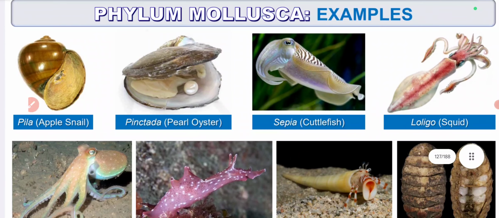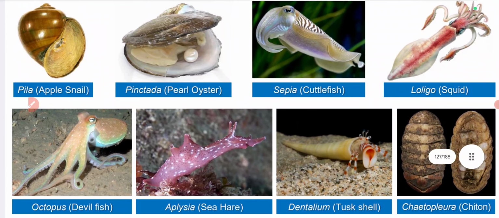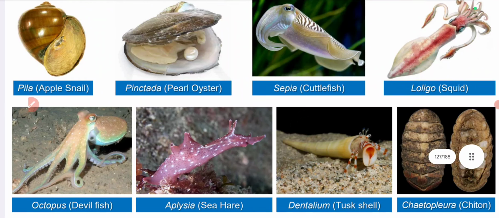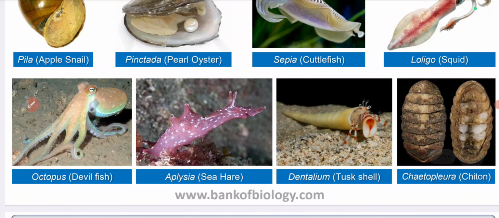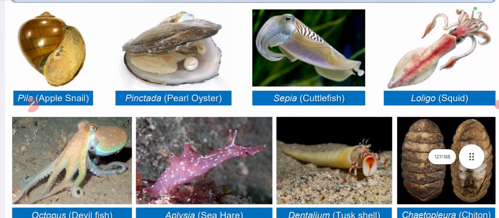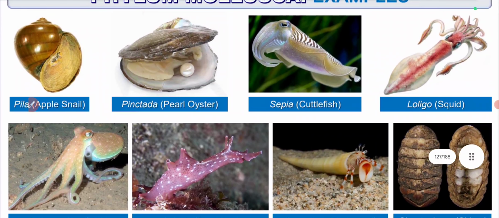Examples: Pila or apple snail, Pinctada, pearl oyster, Sepia or cuttlefish, Loligo or squid, Octopus or devilfish, Aplysia, sea hare, Dentalium, tusk shell, and Chaetopleura, chiton. Always remember the other names. You will be asked in matching questions.